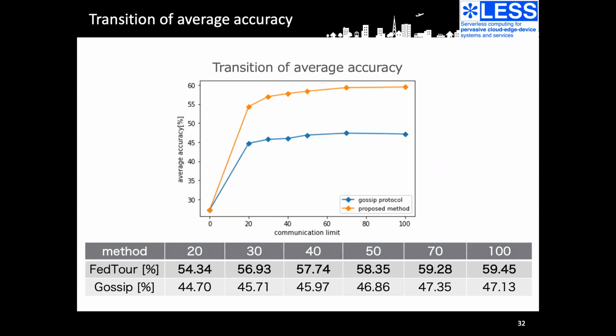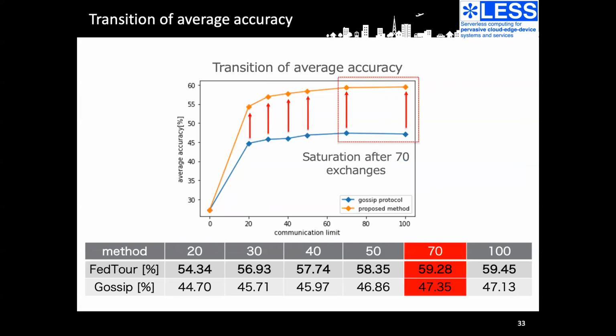This is one of the simulation results. First, the result of average accuracy transition is here. The average accuracy tends to increase as the upper limit increases in both cases. And FedTour overcomes the gossip method. However, the average accuracy saturates when the upper limit exceeds 70 times. We believe that this is because the more accurate each model becomes, the more difficult it is to find a beneficial model.